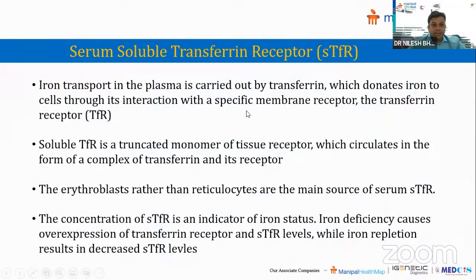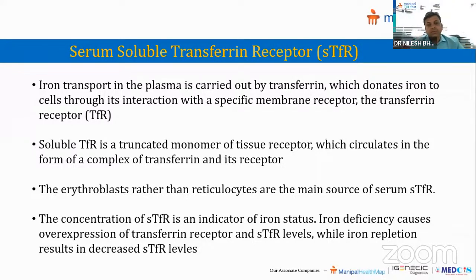Yeah. So basically, what is this transferrin receptor? Iron in the plasma is carried by transferrin, which interacts with the cell through a specific membrane receptor, the transferrin receptor. The soluble transferrin receptor is nothing but a truncated portion, or truncated monomer, of this tissue receptor, and it circulates in the plasma as a complex of transferrin and its receptor. It is secreted by the erythroblast rather than the reticulocyte, so it is a marker of erythroblastic activity.